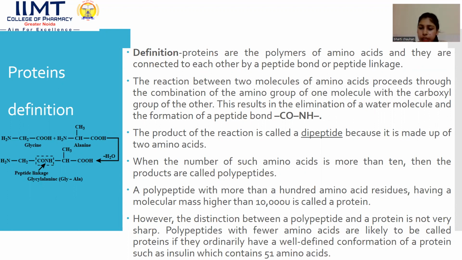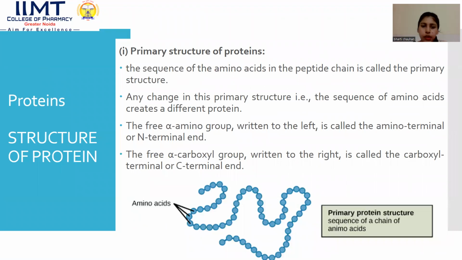Polypeptides with fewer amino acids are likely to be called proteins, such as insulin. It contains 51 amino acids in its structure. Now, if we talk about the structure of protein, it is divided into primary, secondary, tertiary, and quaternary. So we'll first talk about the primary structure of protein.